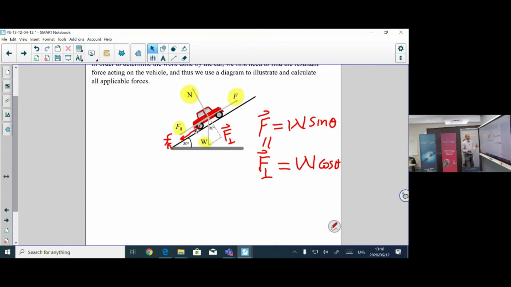We have F parallel and F perpendicular. F parallel goes with sin theta. You have to revisit trigonometry mathematics, how we reach here. And then F perpendicular, also trigonometry. You have to look at the triangle, because cos theta is equal to adjacent over hypotenuse.